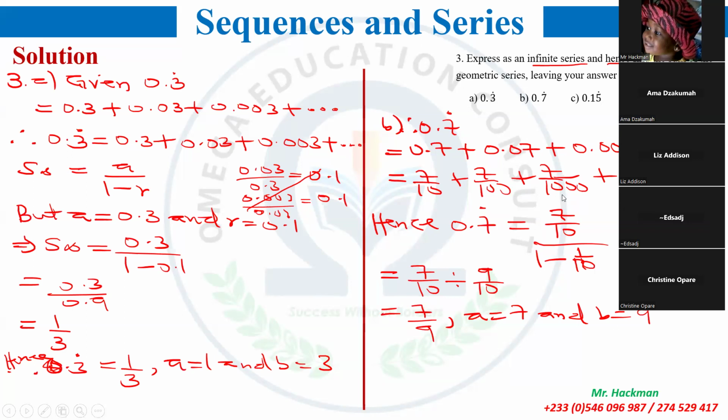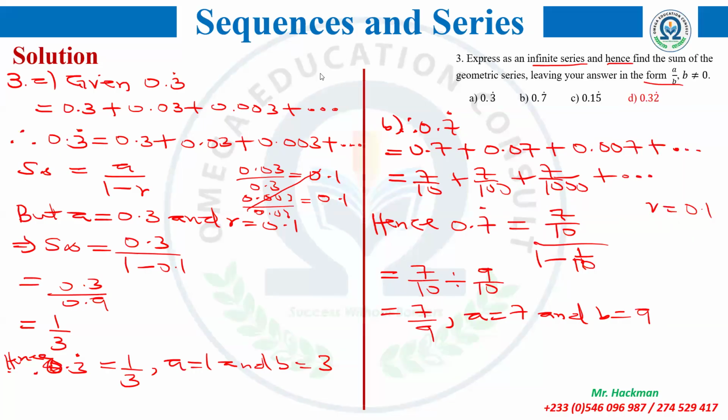In terms of the next question, let me move this one from here and bring it here. All right, so this is what we have. The next one, you can see that in the first two examples, the recurring digits come immediately after the decimal point. Can you see that?